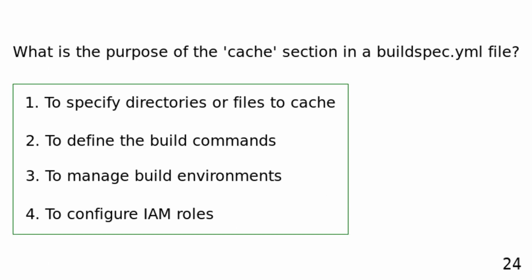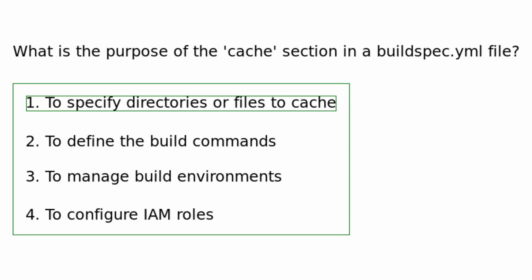What is the purpose of the cache section in a buildspec.yml file? To specify directories or files to cache. To define the build commands. To manage build environments. To configure IAM roles. The cache section in a buildspec.yml file specifies directories or files to cache, reducing build times.